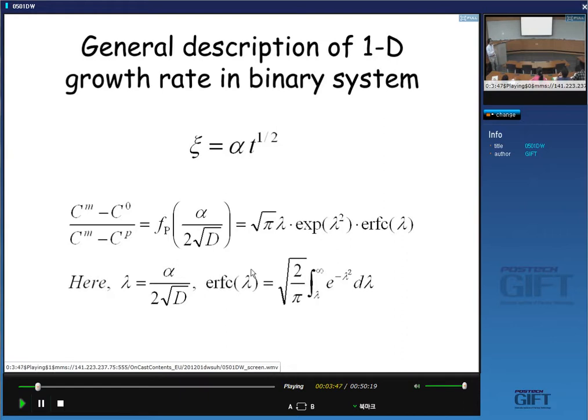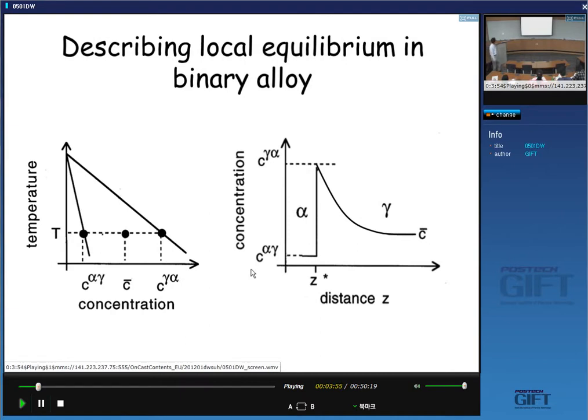So everything is fine. What we have to do is evaluate the interface composition. Then by solving the nonlinear equation, you can obtain the parabolic growth rate constant. In the binary system, when we fix the temperature and pressure, then the interface concentration is automatically fixed by the phase diagram. When we pick the temperature, the interface composition in the parent side and product phase side is given by the composition at the phase boundary.